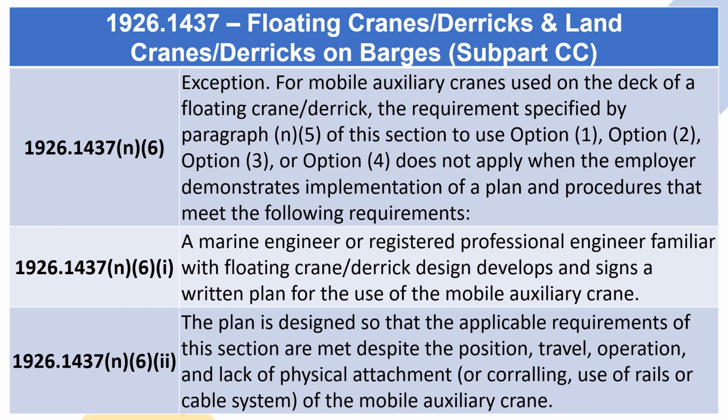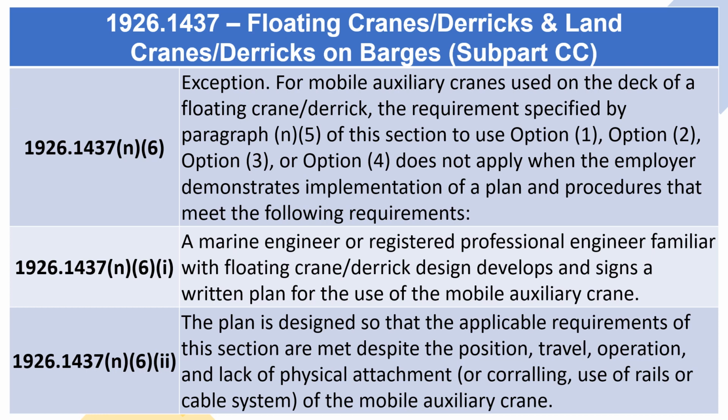1926.1437 N6 Exception. For mobile auxiliary cranes used on the deck of a floating crane/derrick, the requirement specified by paragraph N5 of this section to use Option 1, Option 2, Option 3, or Option 4 does not apply when the employer demonstrates implementation of a plan and procedures that meet the following requirements. 1926.1437 N6 I through N6 6.